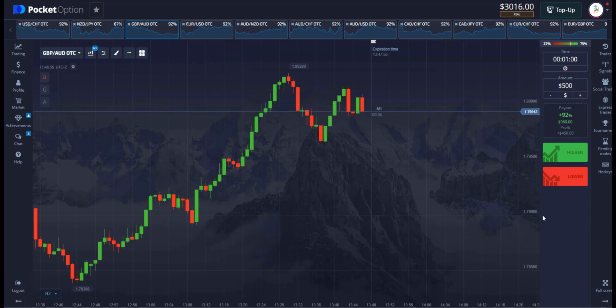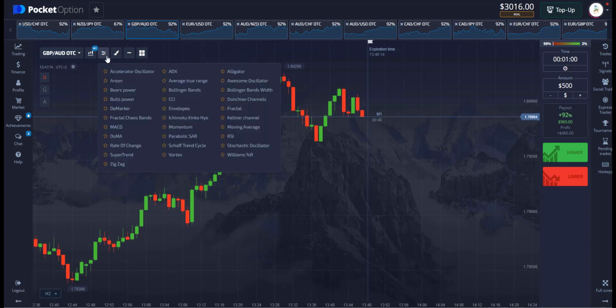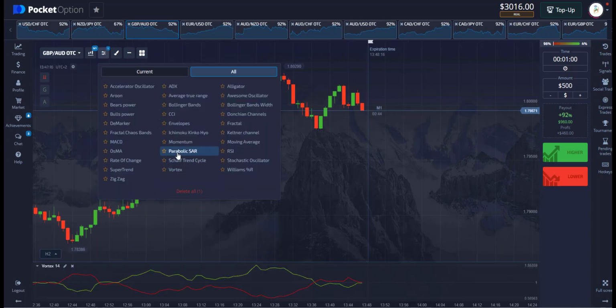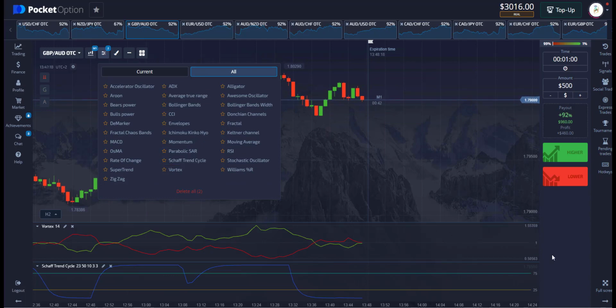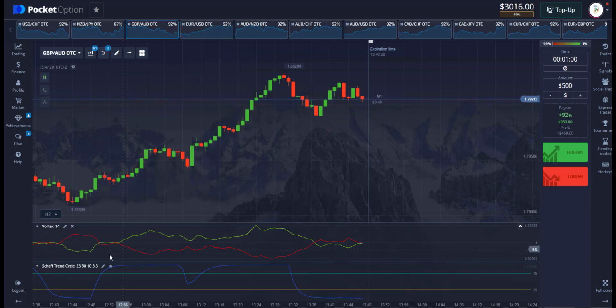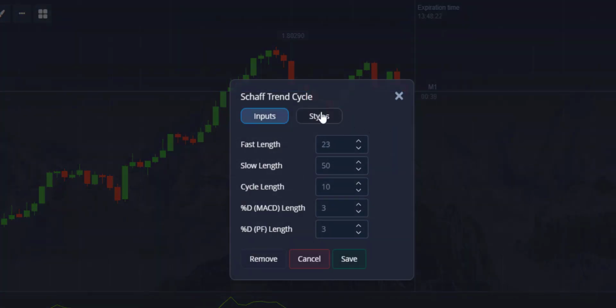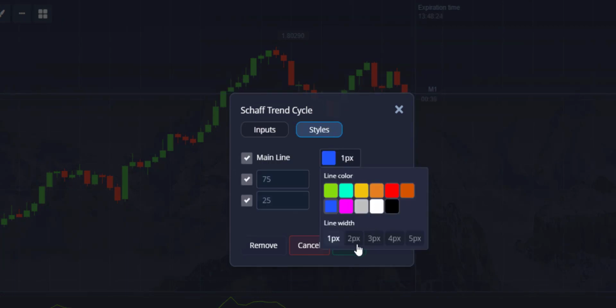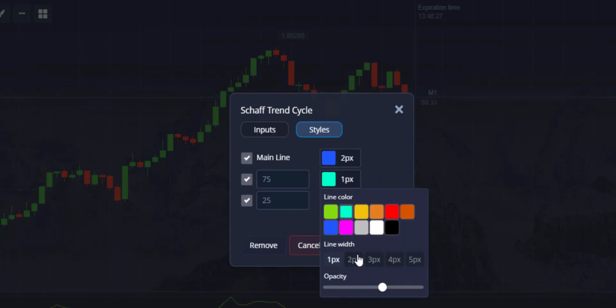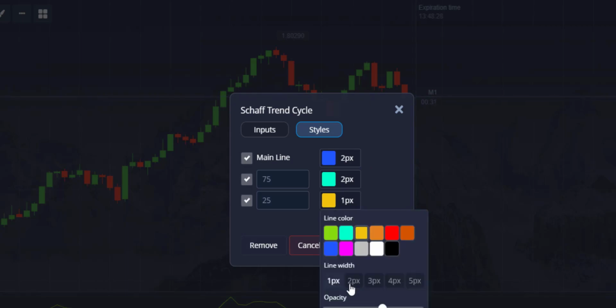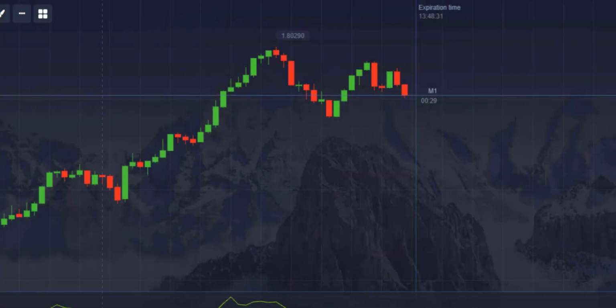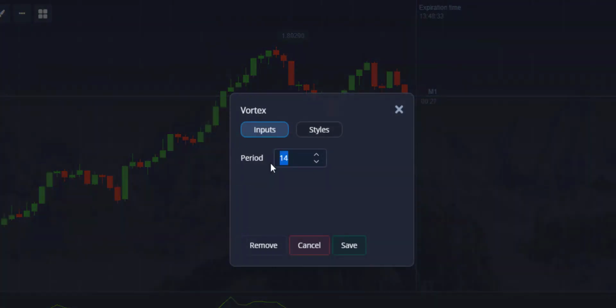Let's get to the strategy of the current video. I choose the Vortex and Schaff trend cycle indicator. I go to the settings of the Schaff trend cycle indicator and just set it to 2 pixel. I go to Vortex settings, select period 7 and select 2 pixel.